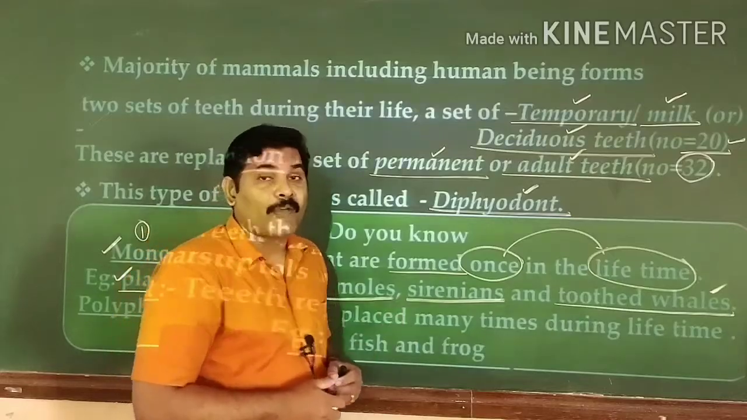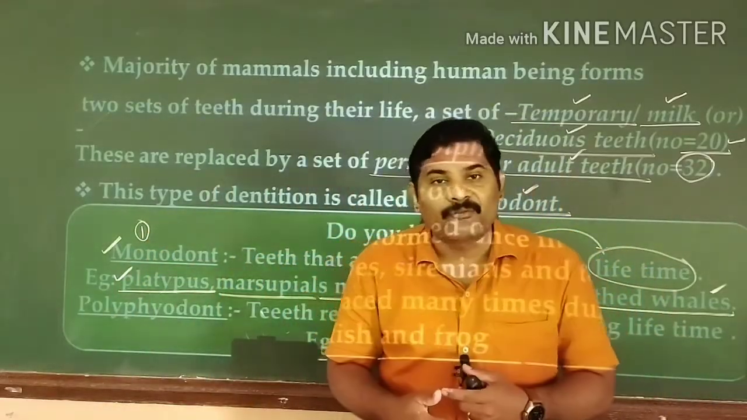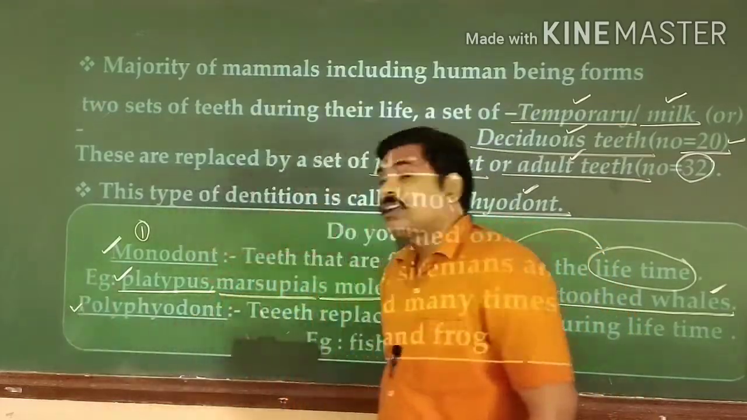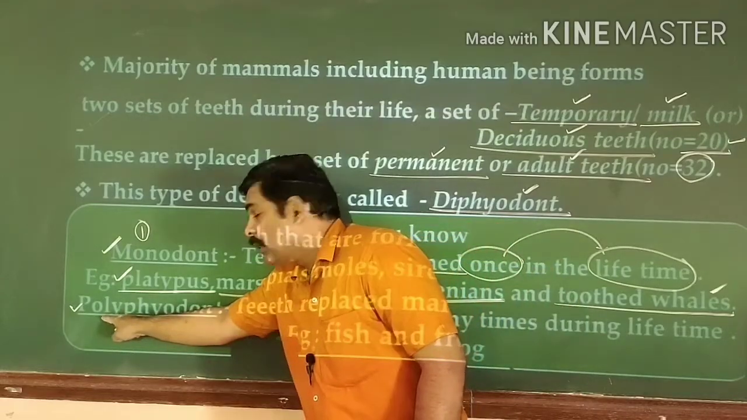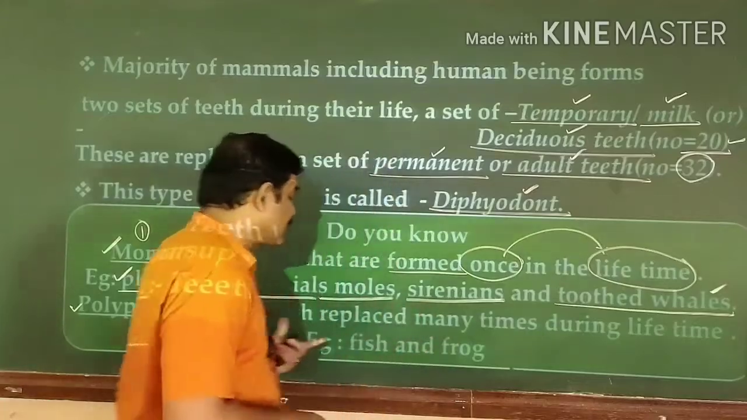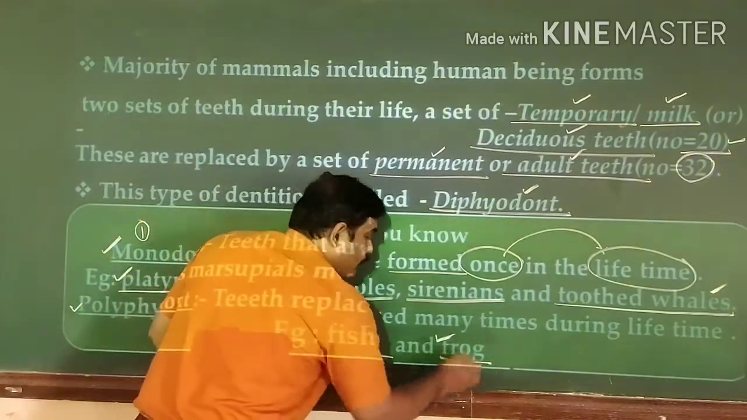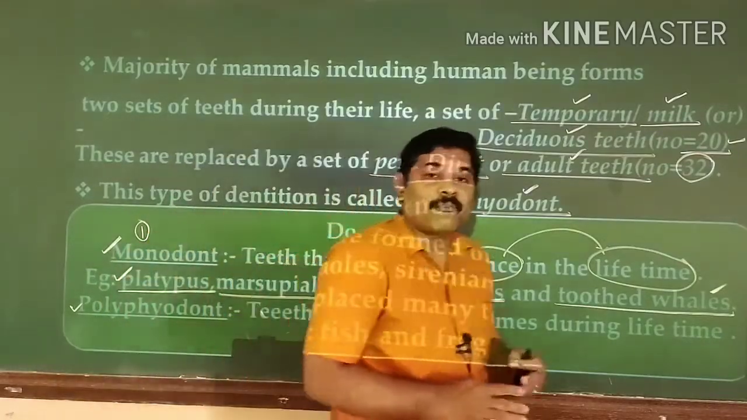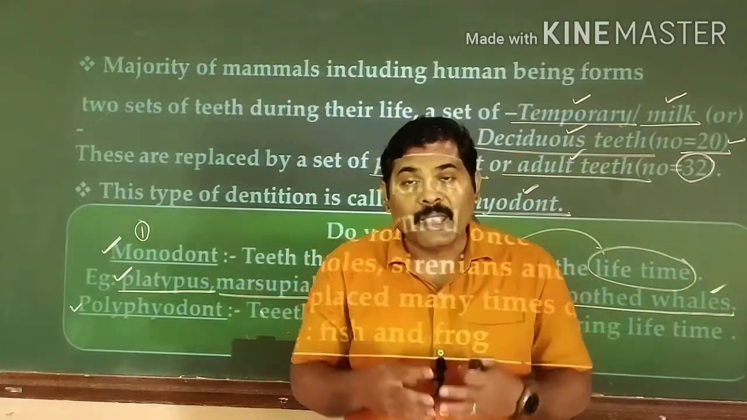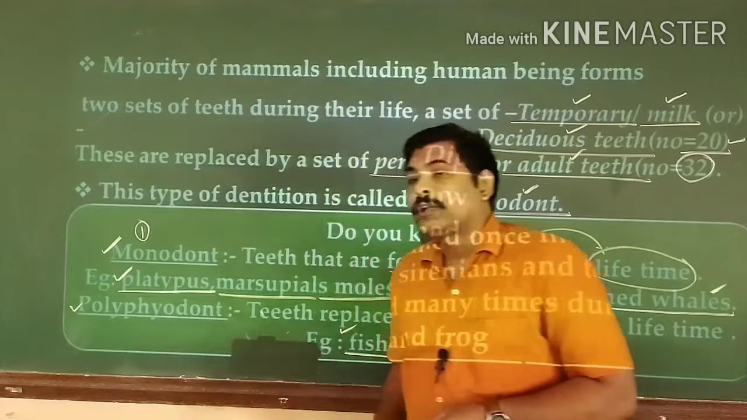But there are certain kinds of animals in which the teeth grow multiple times in their lifetime. They do grow a number of times. Such dentition is known as poly, meaning many, polyphyodont. Examples for such animals are the fish and the frog. In these 2 types of animals, the teeth fall off many times in the lifetime and regrow again. That is the reason why this is known as polyphyodont dentition.